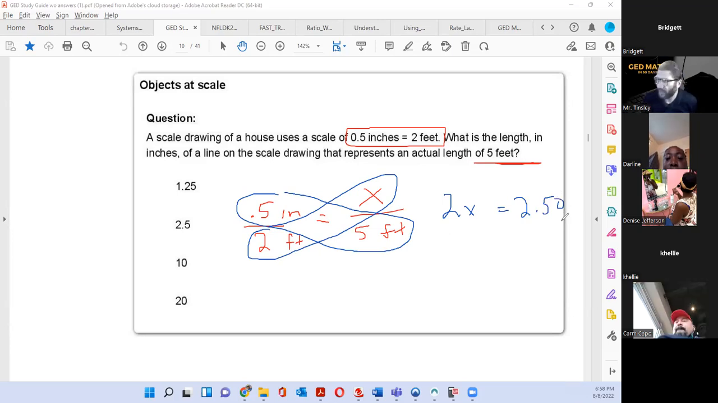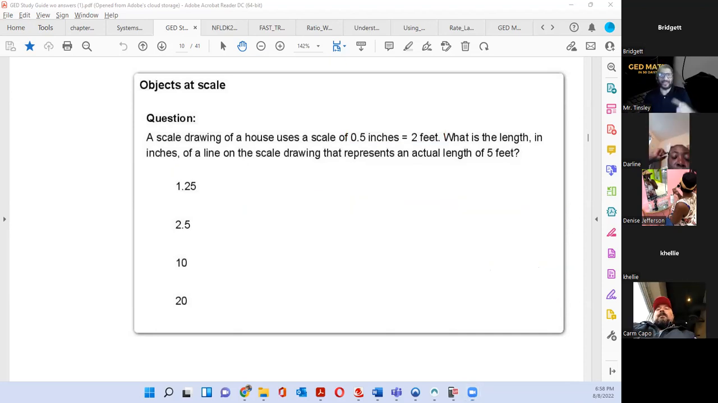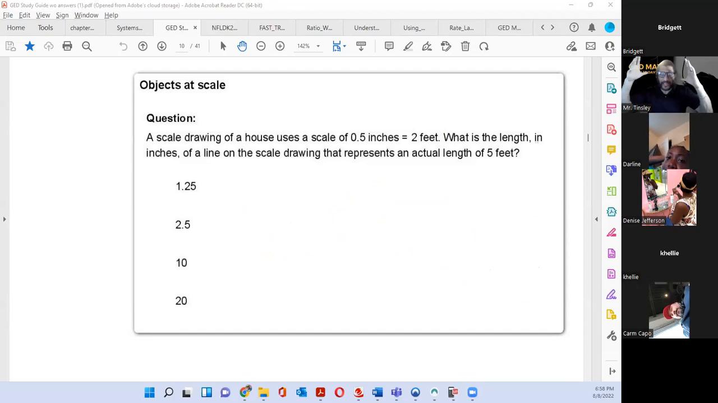Remember that decimal, 2.5. Now, in order to solve for x, we need to divide by what? The 2x. We need to divide by what? Divide by 2. The 2's cancel. What's 2.5 divided by 2? 1.25. Now, that's how you do this algebraically. What I also need you to understand is that sometimes algebra confuses you, and you go into a tizzy and you give yourself a headache.